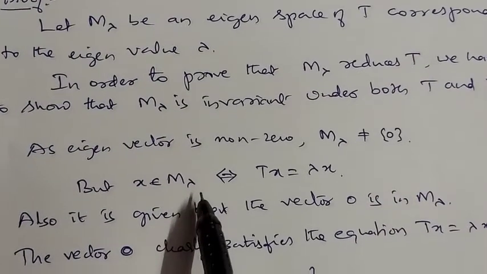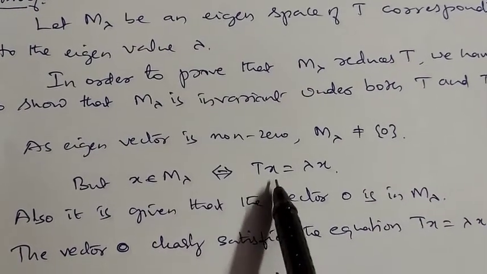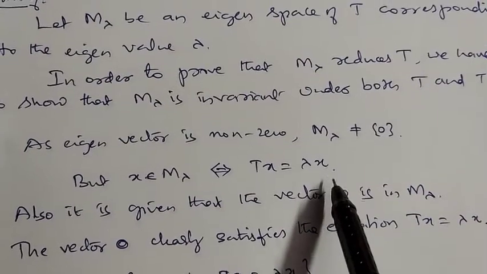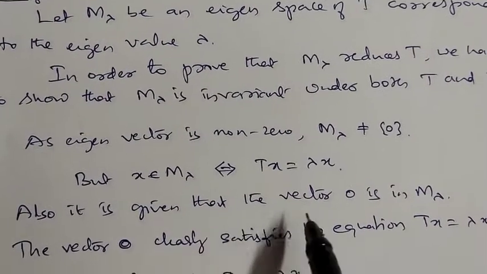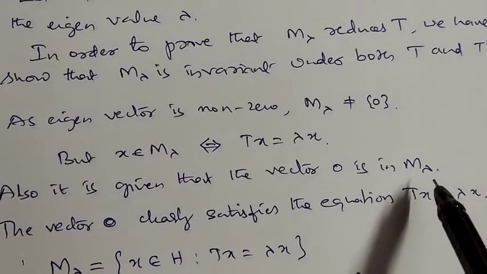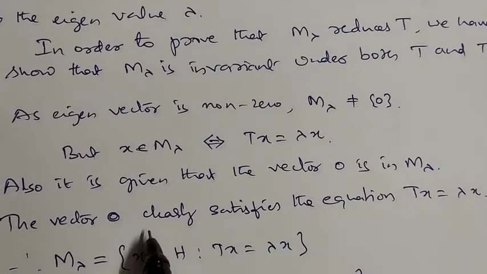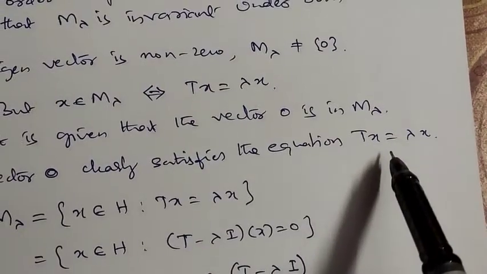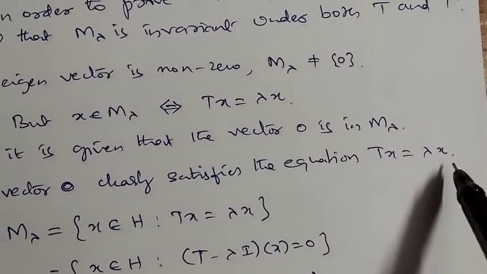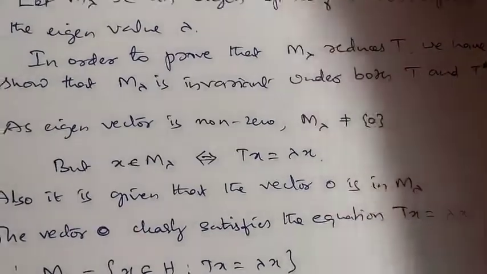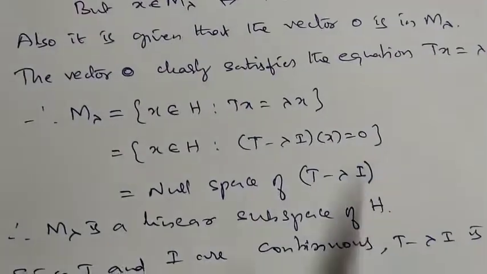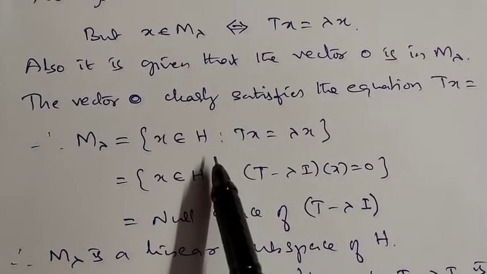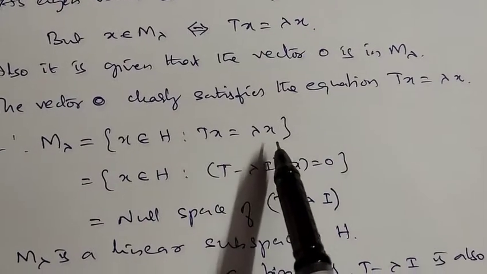But x belongs to M lambda happens if and only if T of x is equal to lambda times x. Also, clearly the 0 vector is in M lambda. Okay. Therefore, the 0 vector definitely satisfies the equation T of x equal to lambda times x. So therefore, M lambda is equal to the set of all x belongs to H such that T of x is equal to lambda times x.